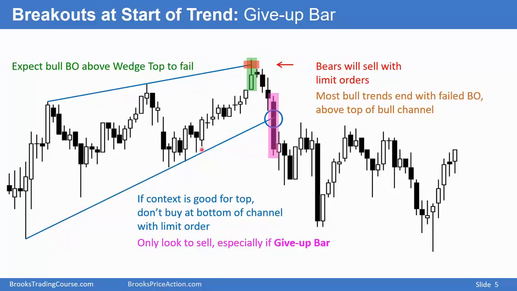They were not buying at the bottom of the channel because they no longer think it's a bull trend. They think it's either going to have a couple legs down and form a trading range, or a couple legs down and form a bear trend. A big bear trend bar like this on a reversal, I call it a give-up bar. The bulls are giving up. And if they're giving up, they're not looking to buy a bar or two later. They're going to wait for at least a couple legs down.